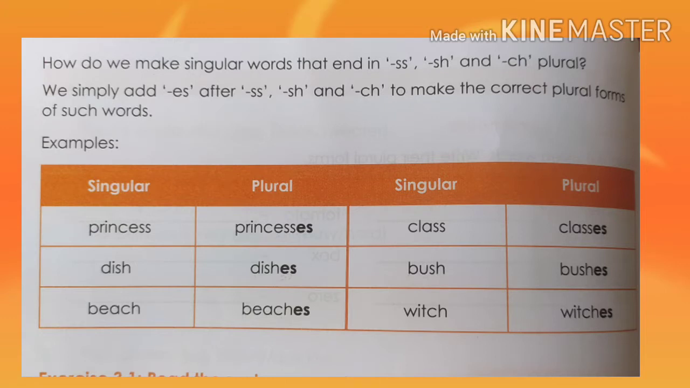Then next, how do we make singular words that end in double s, sh and ch plural? We simply add es after double s, sh and ch to make the correct plural forms of such words. Princess, princesses. Class, classes. Dish, dishes. Bush, bushes. Beach, beaches. Witch, witches.